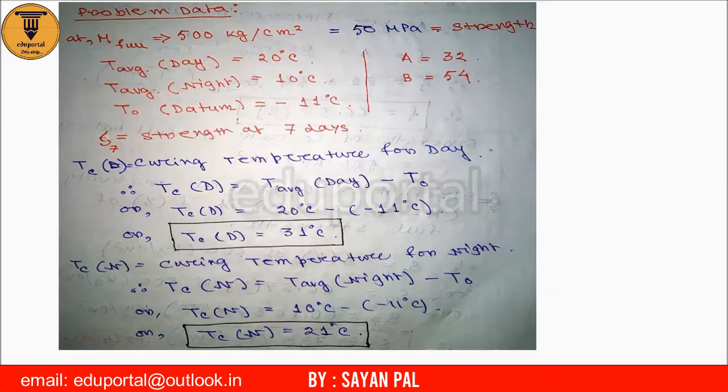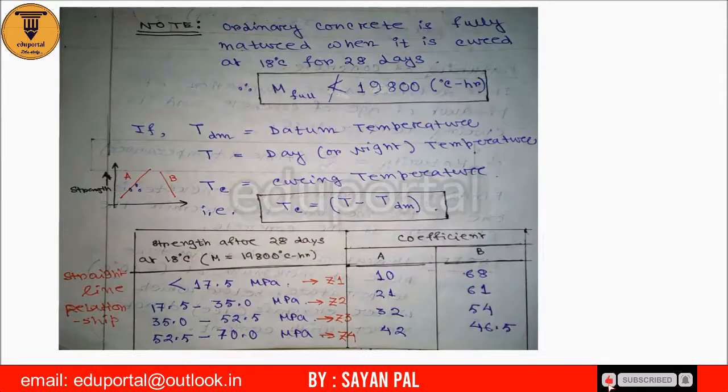Now we will directly move on to our question. In the question it says the strength at full maturity is 500 kg per cm square, that is 50 MPa, and A and B are given as 32 and 54. Suppose A and B are not given. Let's see from the table. The strength is 50 MPa, that means it lies in zone 3, that is 35 to 52.5, and in zone 3 we have A equal to 32, B equal to 54.